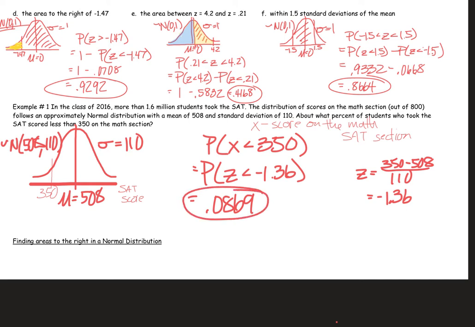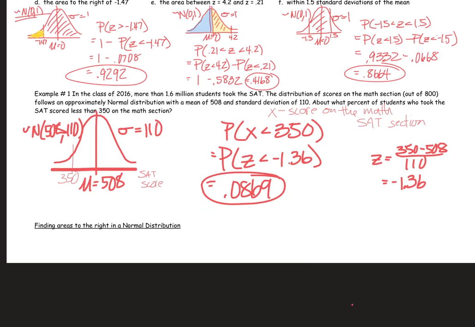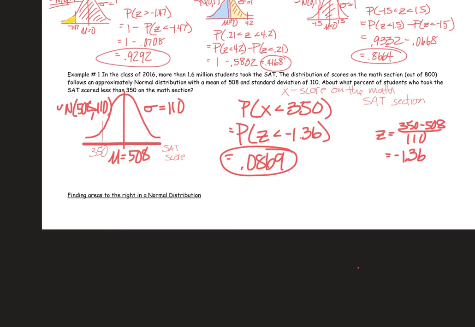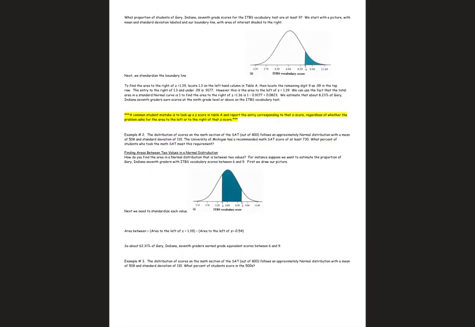And if you're asked to interpret, and feel free to write this down. It's just harder for me to write on here, so I'm going to just say it. And if you want to add this to your notes, you can. Say about 8.69% of students scored less than a 350 on the math section of the SAT. And there we go. All right, so not many, but there we are. All right, so let's keep practicing a few here.